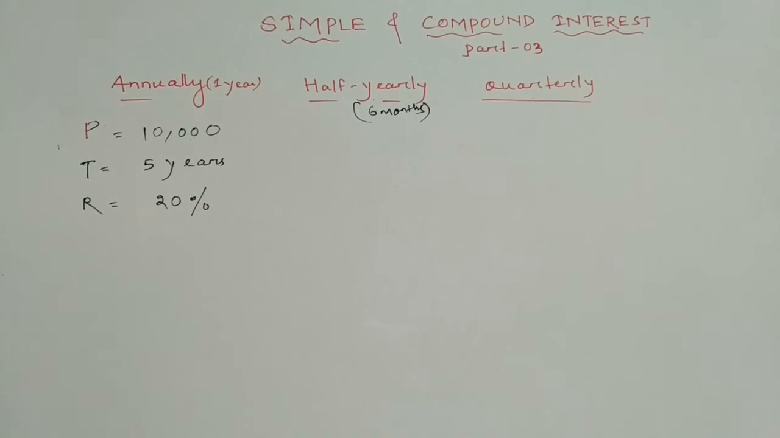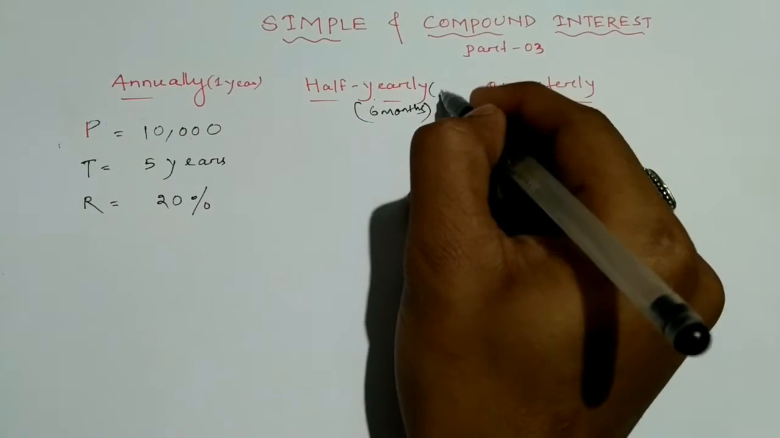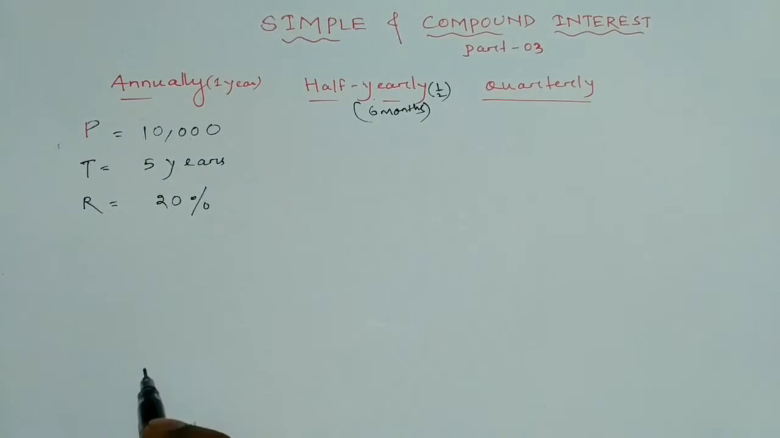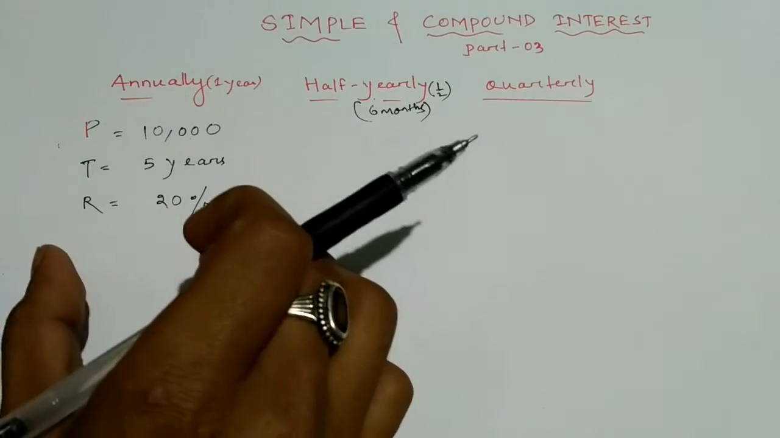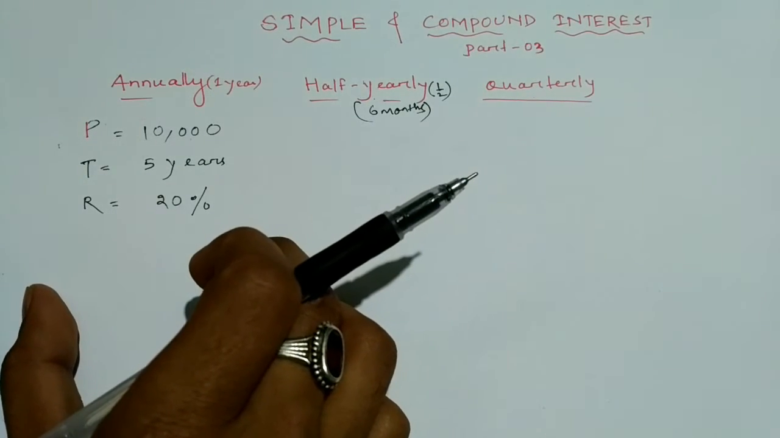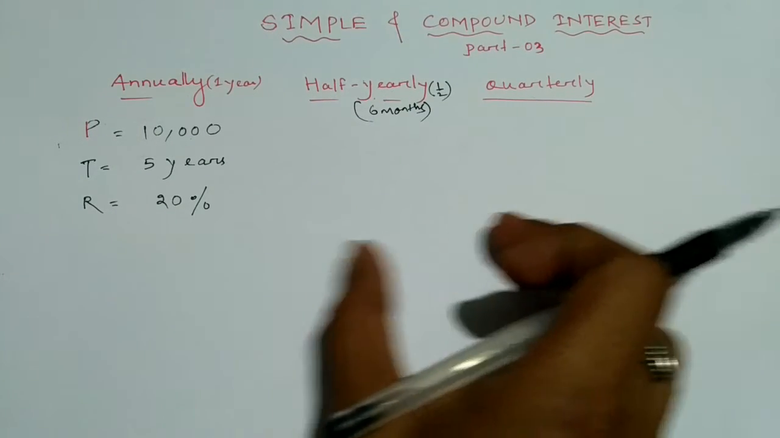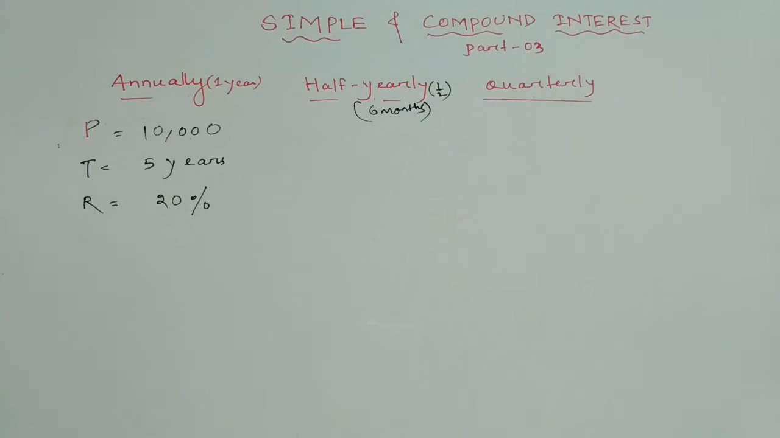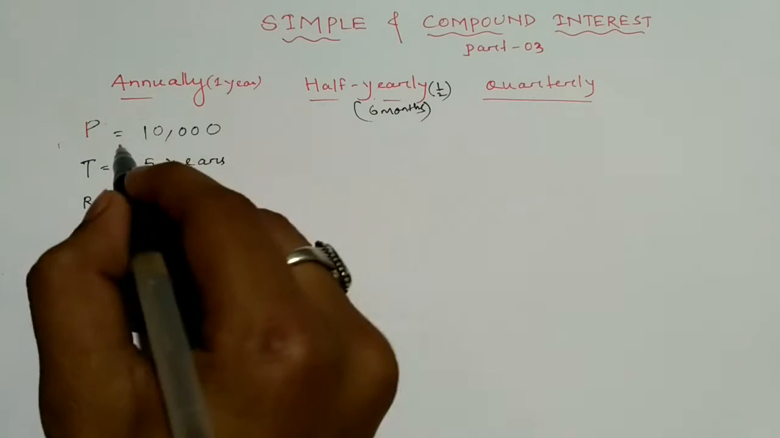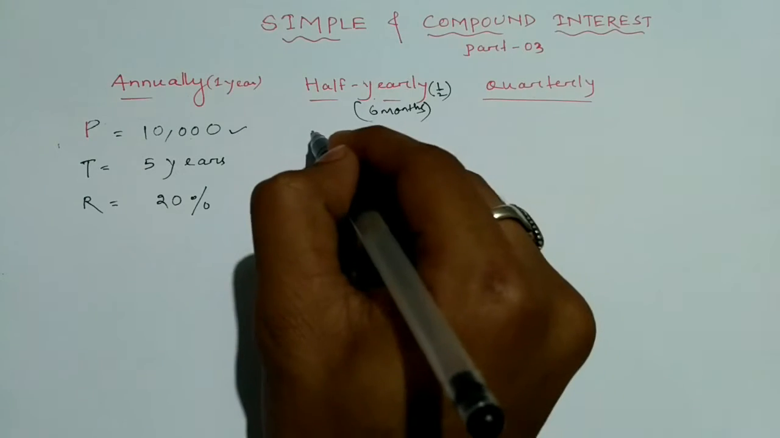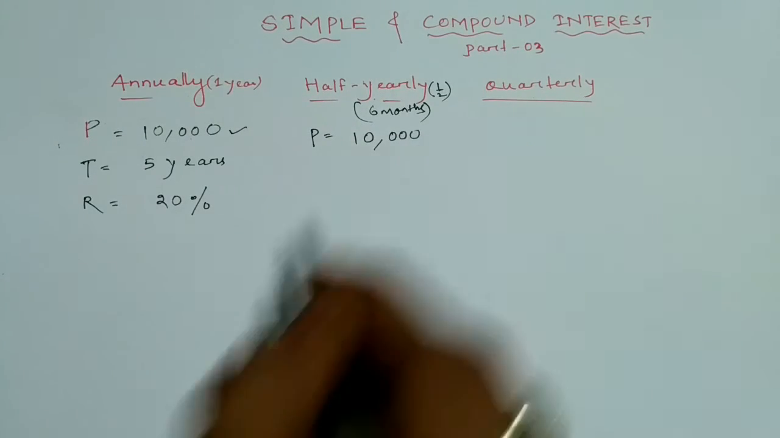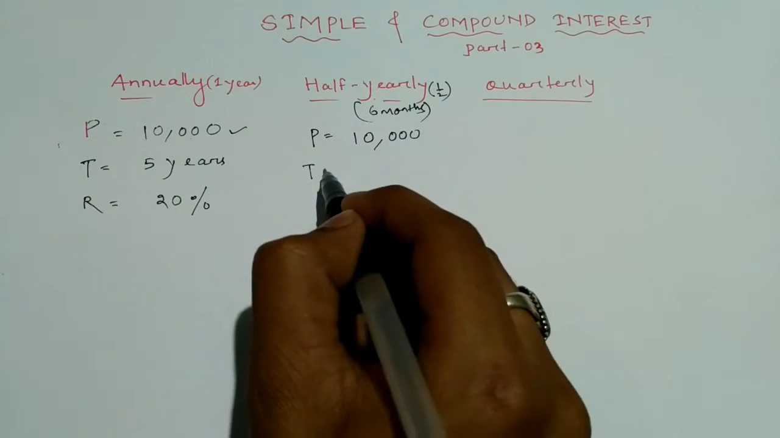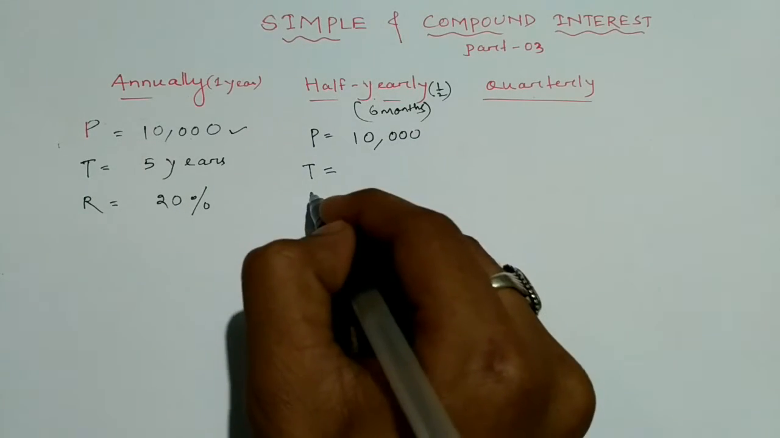So 6 months is nothing but 1 by 2 years, right? Because 6 by 12 is 1 by 2 years. Whether we have to calculate annually, half yearly or quarterly, the principal always remains the same. Here the principal is 10,000 rupees. Here also the principal will be 10,000 rupees. And the time period and rate of interest.